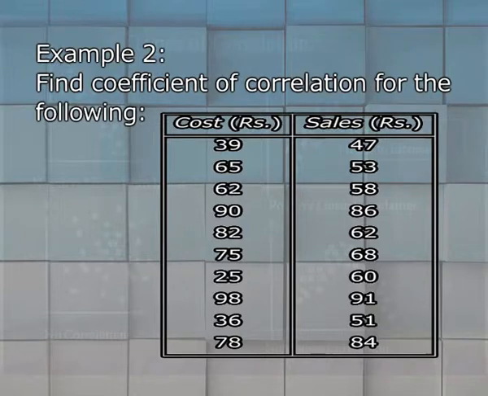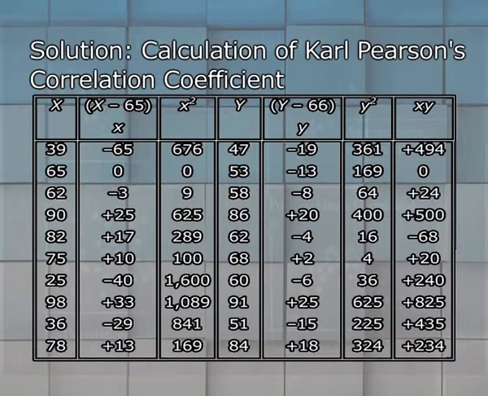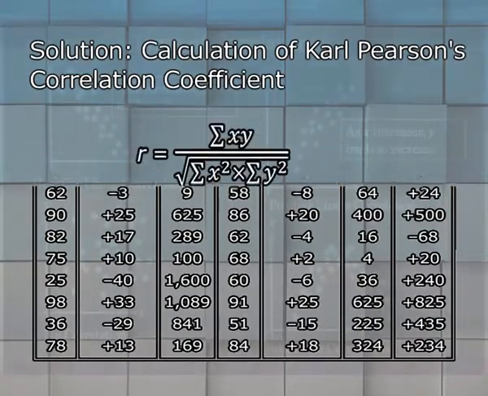Find the coefficient of correlation for the following. We have a table that contains two columns, cost, which is given in rupees, and sales, which is also given in rupees. Now let's see the solution to this. We are doing the calculation of Karl Pearson coefficient of correlation again. So for that, we are making a table with the columns headed as capital X, second column X minus 65, which is equal to small x, third one x square, fourth column capital Y minus 66, which is equal to small y. Then we have the y square column, and the last one we have is xy.